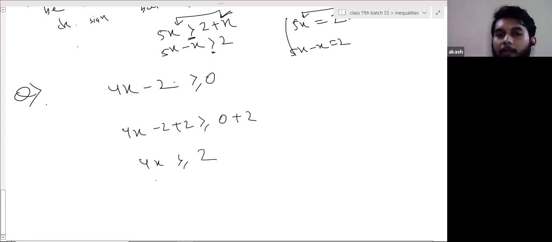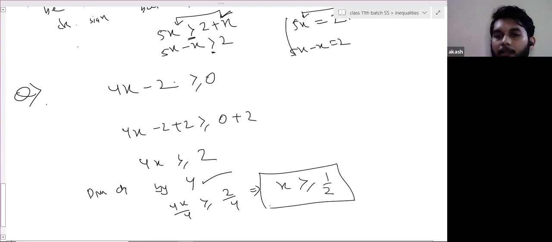Now we can divide by 4 on both sides. Because we are dividing by a positive number, no need to change anything. So 4x by 4 is greater than or equal to 2 by 4. So x is greater than or equal to 1 upon 2. This is the final answer, right?